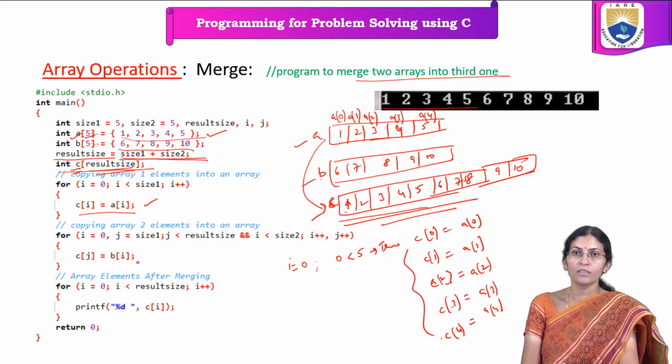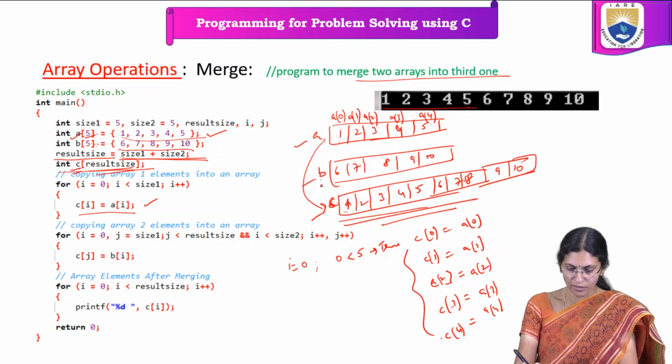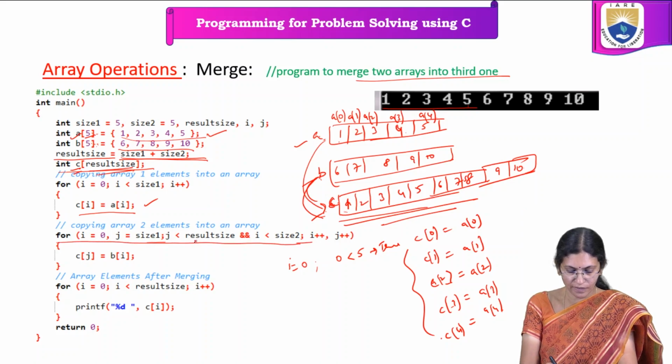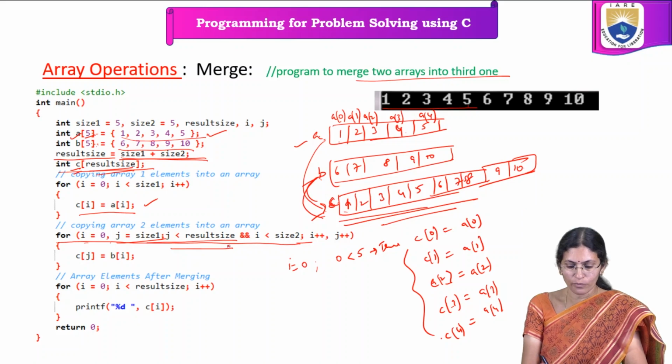Next, after that, again we need to use another for loop where the values of array B are copied into array C. For that we are using this for loop. For i is equal to 0, j is equal to size, and the condition checked here uses a logical operator: j less than result size and i less than size 2. Then i plus plus and j plus plus.